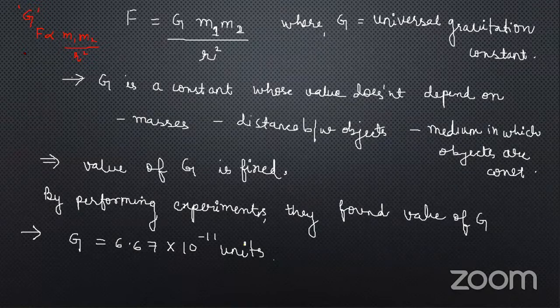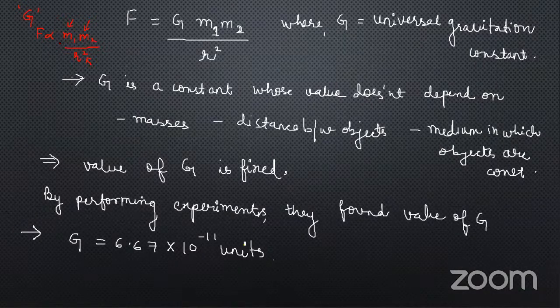How do we remove the sign of proportionality? Do you remember? I told you that we do some experiment in which we take some value of m1, some value of m2, and separate them by some known distance. So we know the value of m1, m2 and r, and we calculate the gravitational force between m1 and m2 by some instrument which can be used for calculating force.